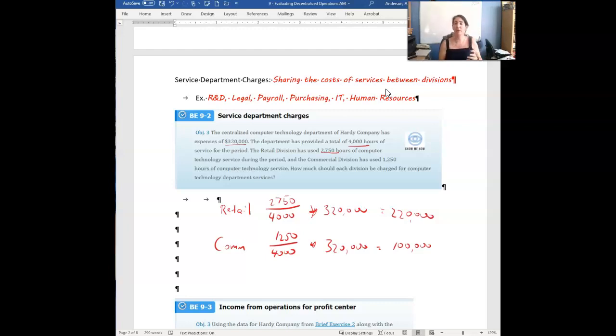If you want to kind of double check for yourself, make sure you didn't miss anything along the way, you add them together, they should come out to the total cost that you're trying to allocate between the two. All right, so I think my way makes more sense.